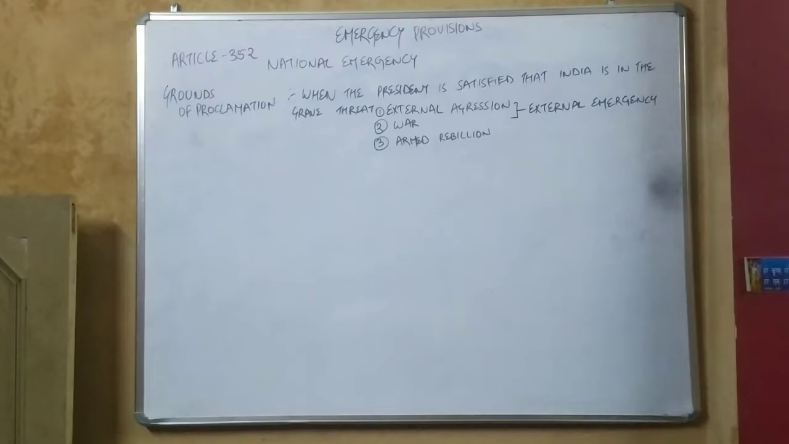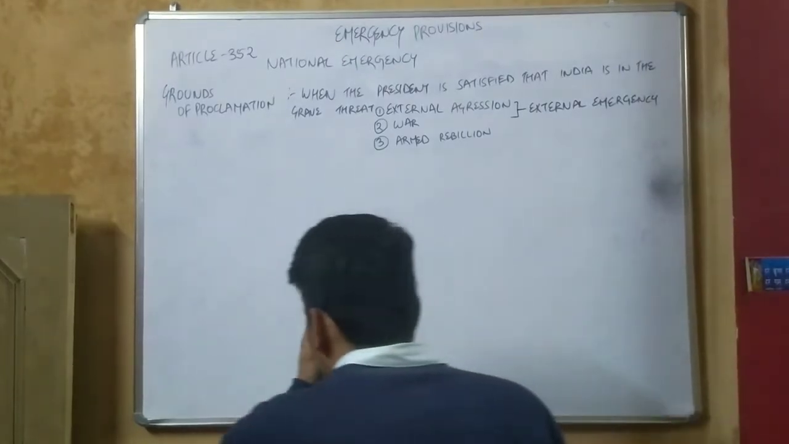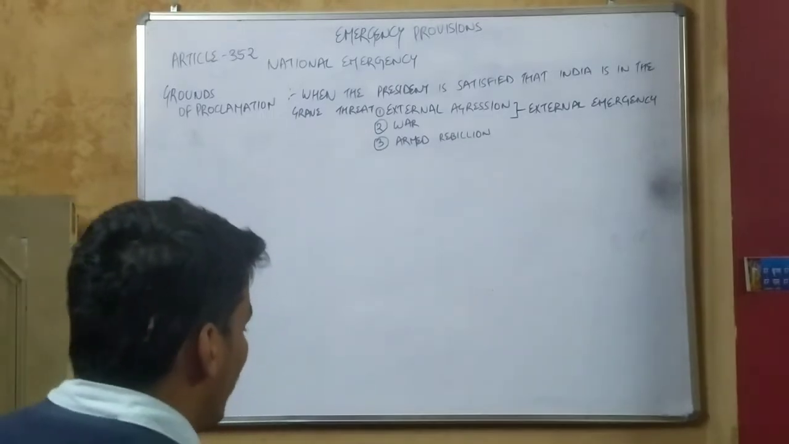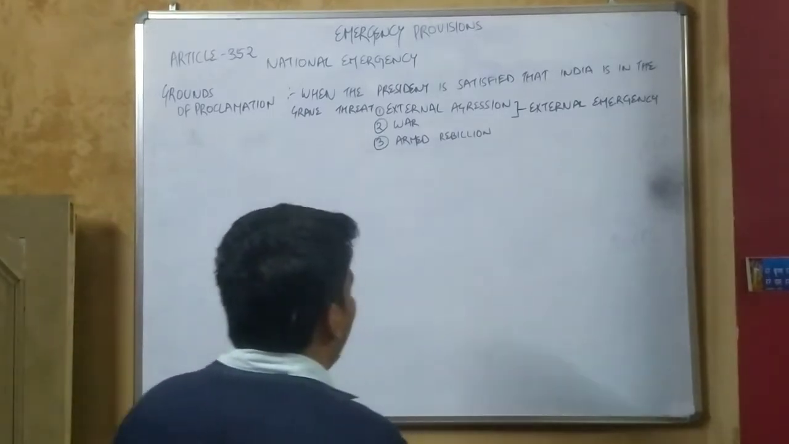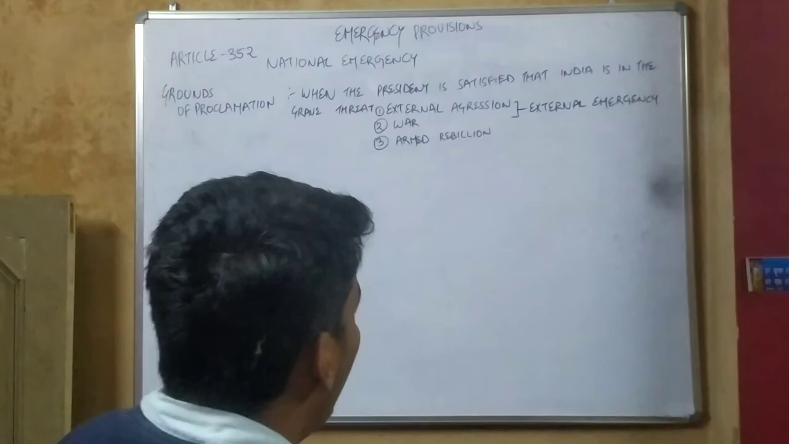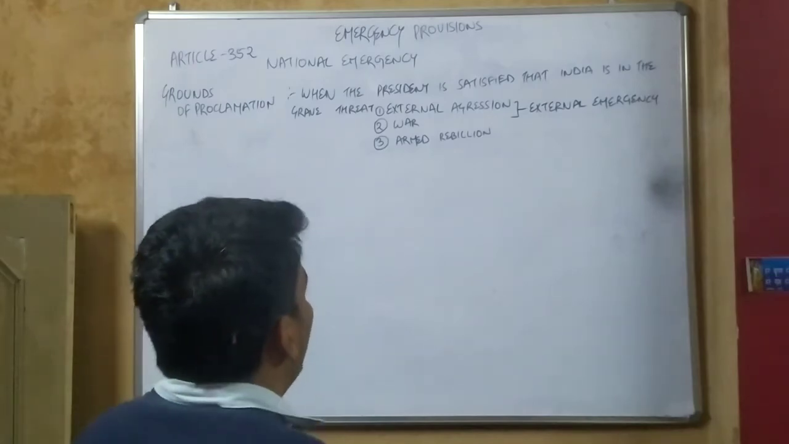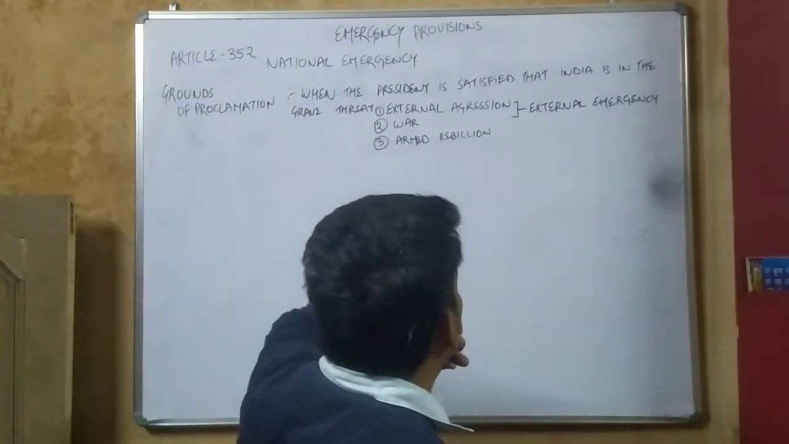So, as Indira Gandhi lost power, a new government was made under Morarji Desai, the Janata Dal, and they made an amendment in which internal disturbance was removed or replaced with armed rebellion.